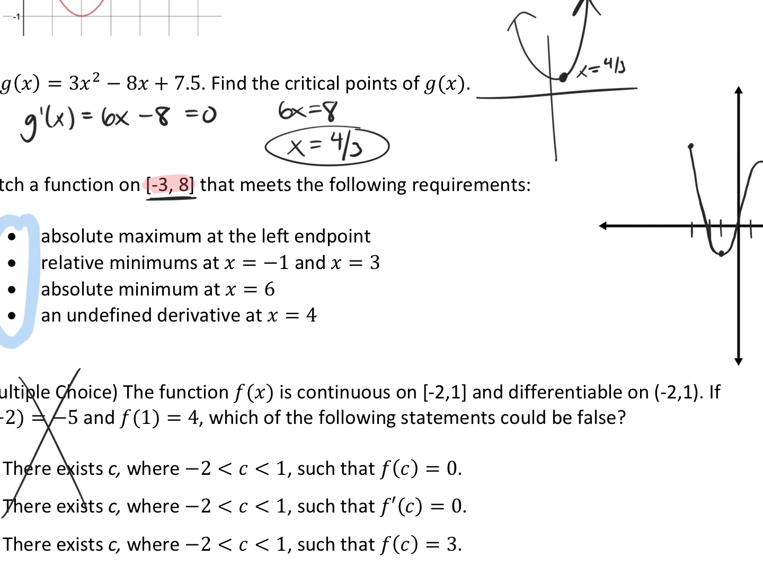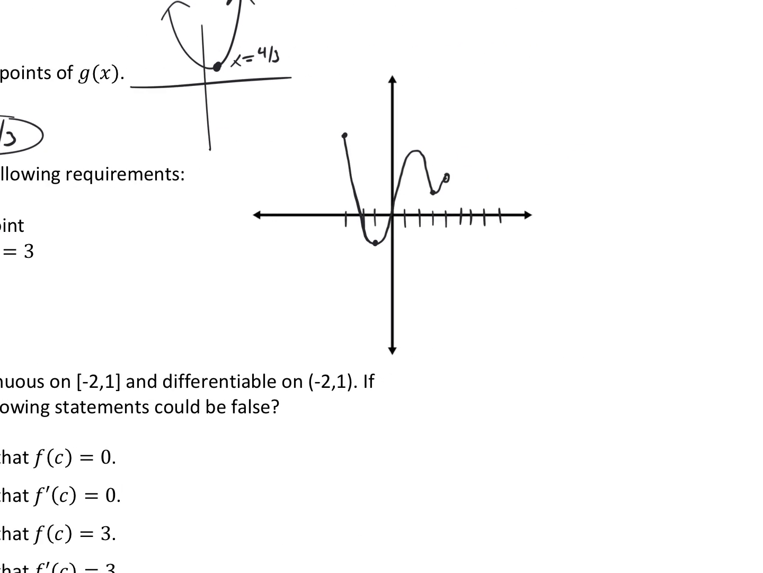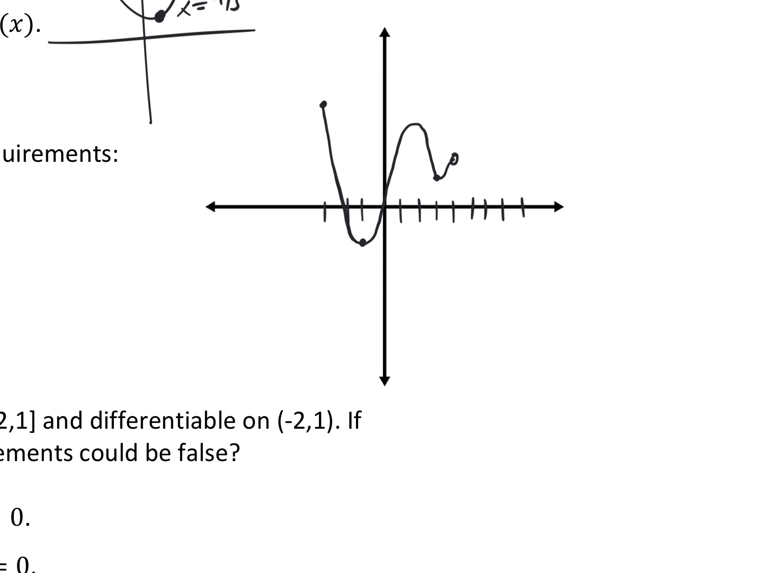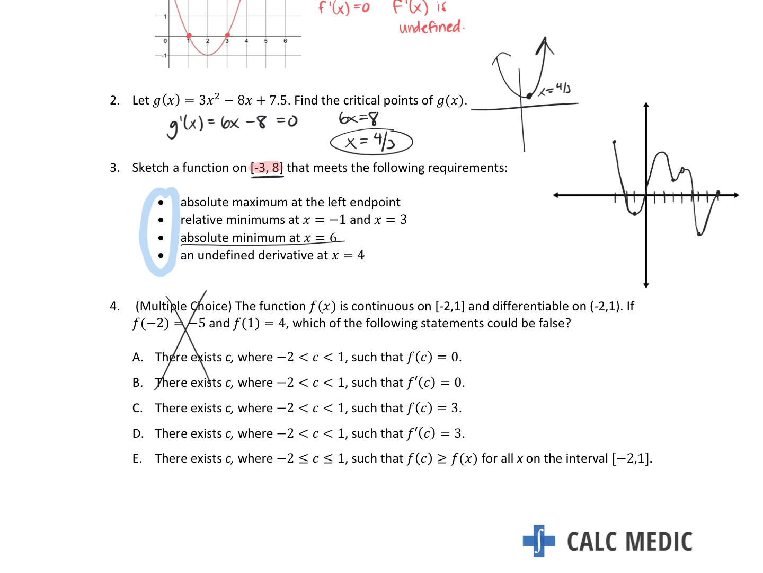And then it says that the absolute minimum is at x equals 6. But again, it still has to go to 8. So the absolute minimum is at 6. So 6 is here. So I don't know, let's put it down here. So I'm going to go down. And then it can go anywhere, but it has to stop at 8. So I'm just going to stop it right there. Okay? Yours might look a little bit different, but as long as you have some peaks and valleys there, you are good. Okay? Sound good? All right. We are not going to do number 4. So cross that one out.